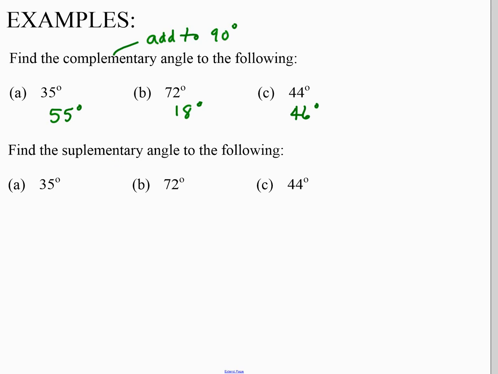Supplementary angles, that means they add to 180. So if one angle is 35, to find its supplement, you do 180 minus 35, and you get 145 degrees. If one angle is 72, its supplement would be 108 degrees. And finally, if the angle is 44 degrees, its supplement would be 136 degrees. So all of these ones add up to 180, and all of these ones add up to 90.